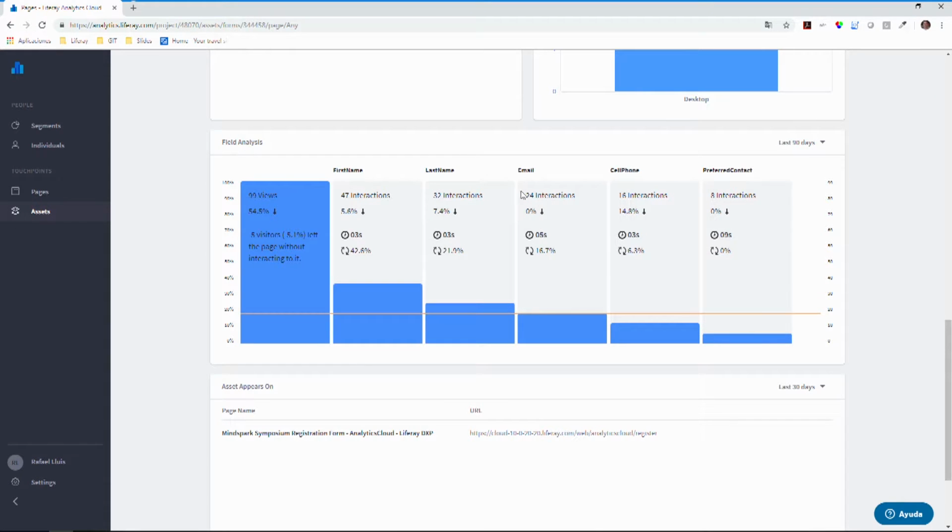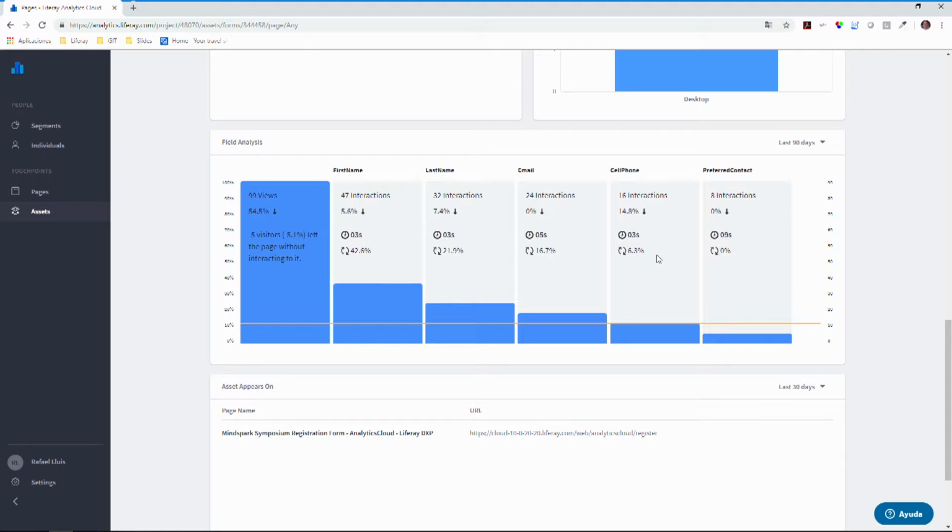So we have different fields here. How many interactions do we have in that field? What is the percentage of abandonment? How much time do the people spend on that specific field? And how many times people come back and do something, okay? So they put the first name, but then they went to last name, but they came again to first name and corrected something, okay? So this is a differential thing that we have with Liferay Analytics Cloud without doing anything. I'm just saying, hey, your Liferay DXP is now connected to Liferay Analytics Cloud, and you have this kind of detailed information without programming.